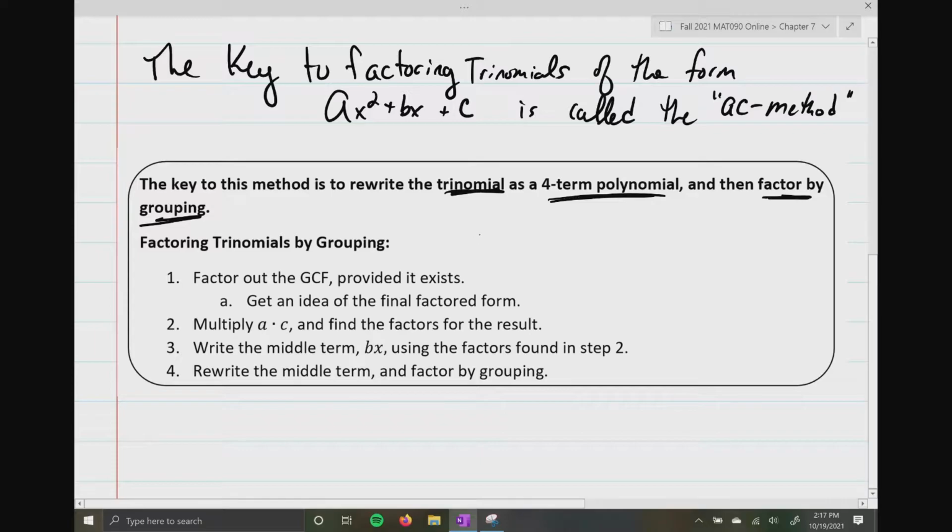If you're wondering what I'm talking about, we have a polynomial of the form ax squared plus bx plus c. Step 2 says, take that number there and that number there and just multiply them, and then find the factors of that result. Step 3, we're going to rewrite the middle term by using the factors found in step 2. And then step 4, we're going to rewrite the middle term and factor by grouping. Okay? So let me show you how this works.